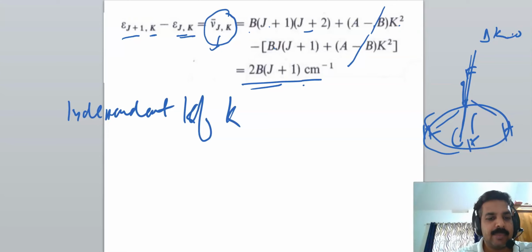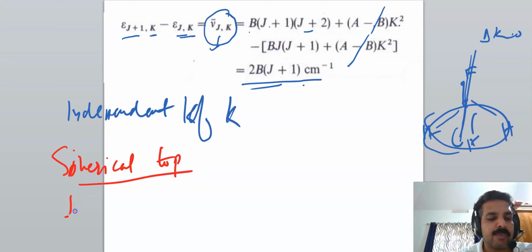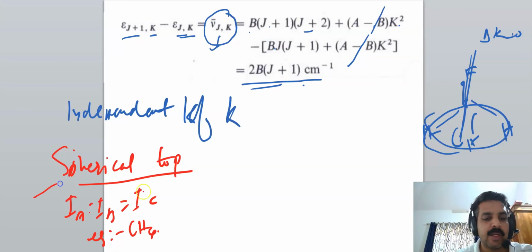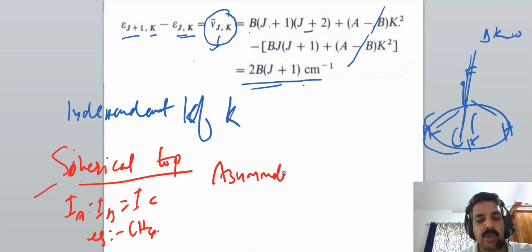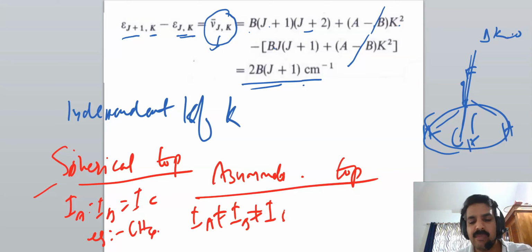The other two cases: the spherical top needs no discussion, because in the case of a spherical top molecule, we know that IA equals IB equals IC. Examples of spherical top molecules are CH4, a tetrahedral molecule, and they have no permanent dipole moment. They do not show rotation spectra. So we don't want to discuss this spherical top molecule. For the asymmetric top molecule, the last type, IA is not equal to IB, not equal to IC. The spectra will be very complex. I'm not going to discuss the details of the asymmetric top molecule. If you need, we may discuss it from the textbook.